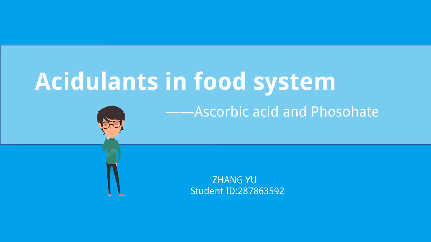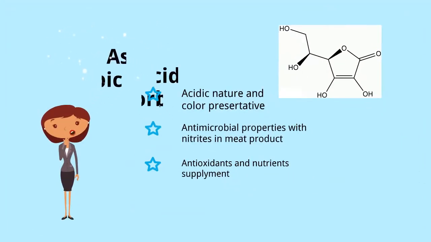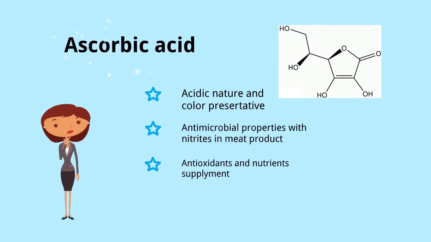Hello everyone, in my part, I'm mainly going to talk about ascorbic acid and phosphate in food systems. The structure of ascorbic acid is shown in the figure. Ascorbic acid has an acidic nature and functions as a color preservative. It also has antimicrobial properties with nitrate in meat products. Additionally, it plays a role as an antioxidant and it can supply nutrients.